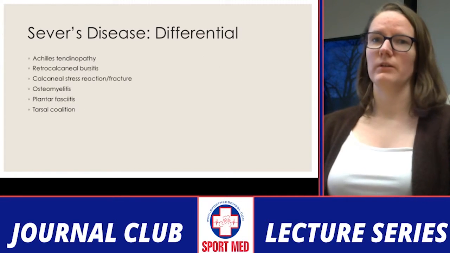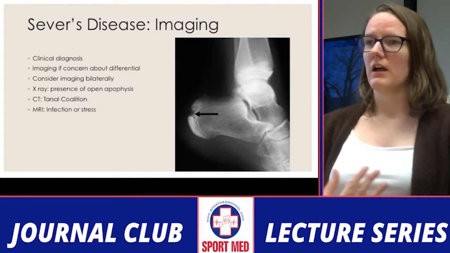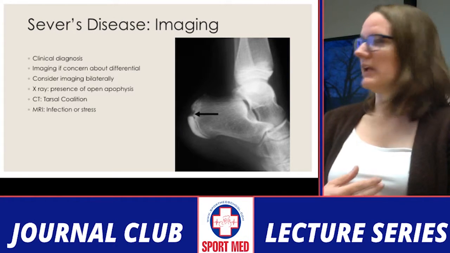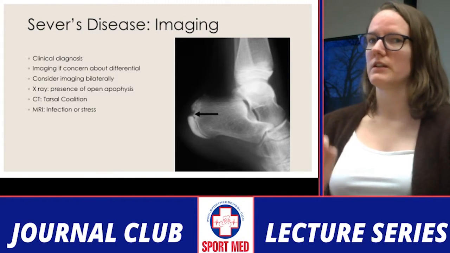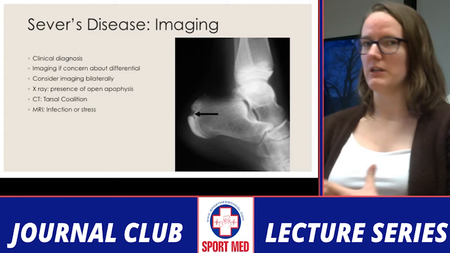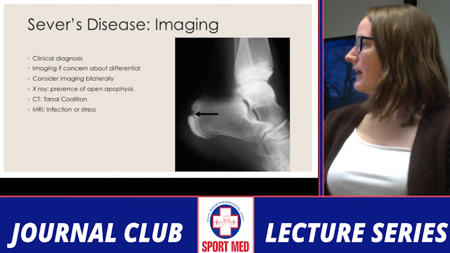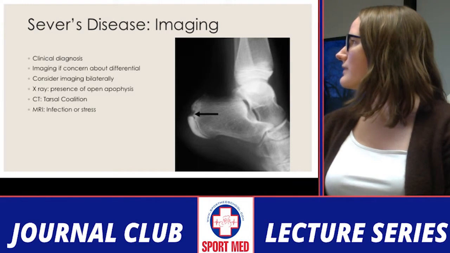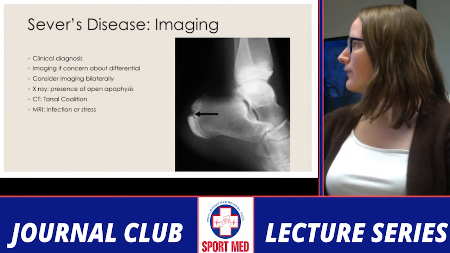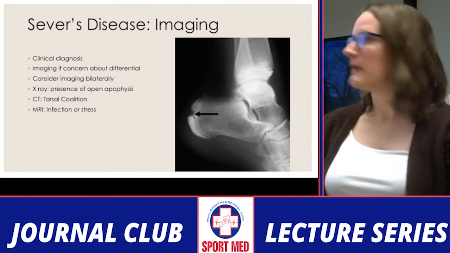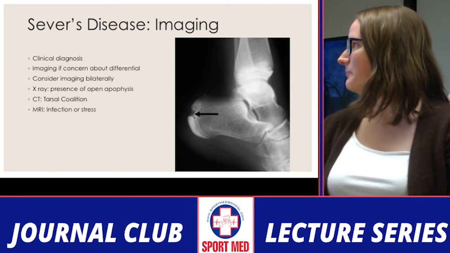And in terms of imaging, we know that Sever's disease is a clinical diagnosis. Imaging can be done more to rule out the differential. And one thing that was mentioned was to consider imaging bilaterally to compare the growth plates from each side. And if you do end up doing imaging, an X-ray would show a presence of an open apophysis here, as you can see along there, and that it can also show some fragmentation of the growth plate here. So this is supposed to be solid all the way down, right? And there's sort of a big chunk missing out of it.